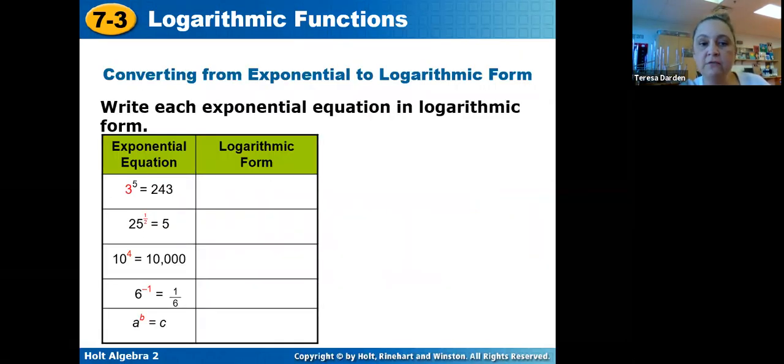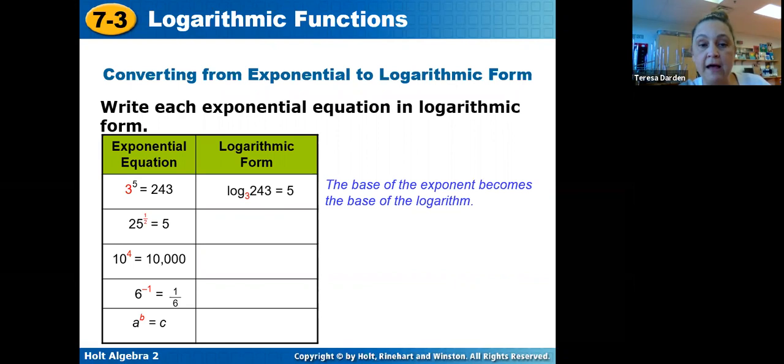Let's try some. If I want to take 3 to the 5th equals 243 and rewrite that in log form, I would take 5 and set it equal to a log. I'm going to take the power 5 and rename it as a logarithm. The base of the exponential is 3, so the base of the log is 3. So 5 equals log base 3 of 243.